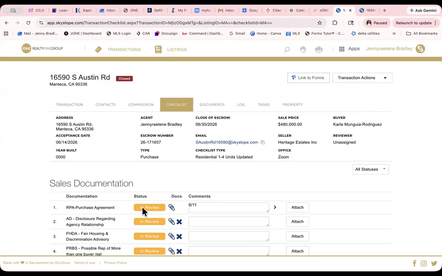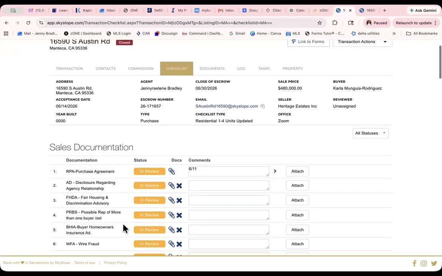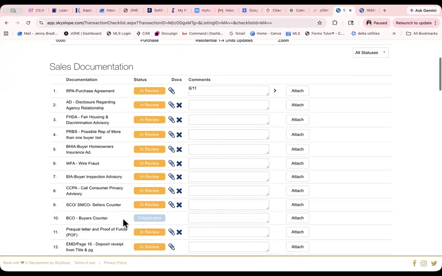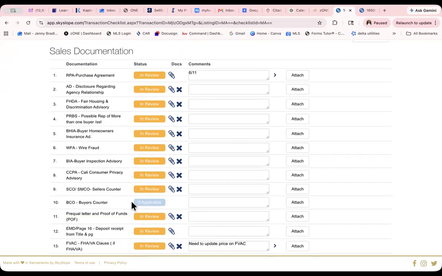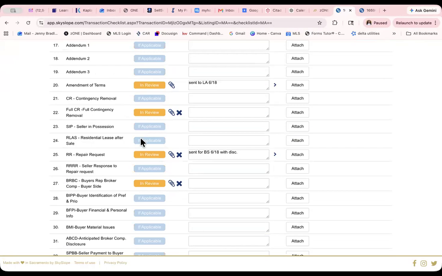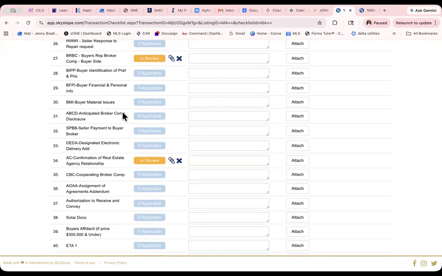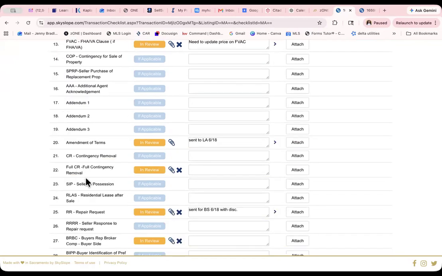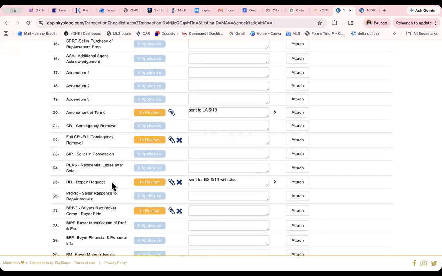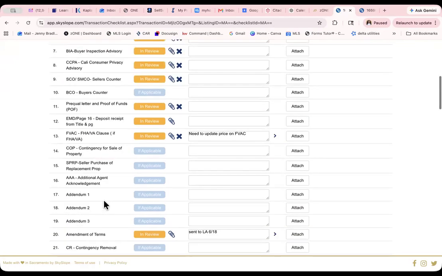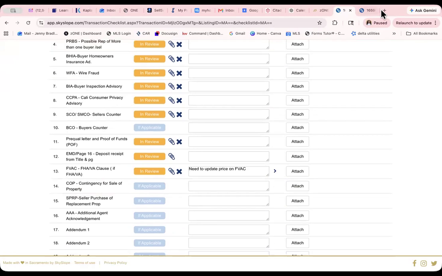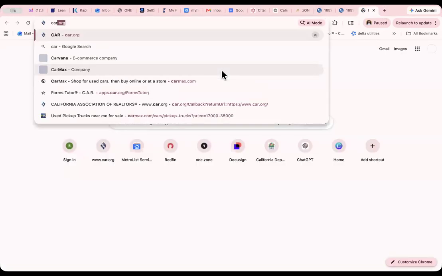There is literally a checklist for you. And it'll give you a status if it's in review, if you even need it or not. Sometimes you might not even need it. And we'll go over all of this too, because there are some stuff here that I didn't need. For example, a seller in possession, and a trust advisory, things like that. So we will go over that. Let me just go ahead and log into my CAR forms already.